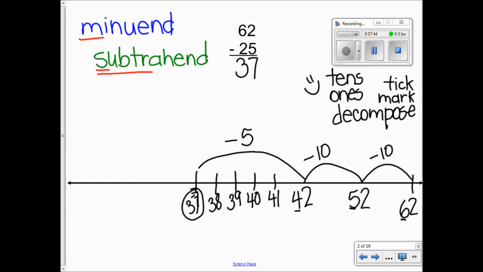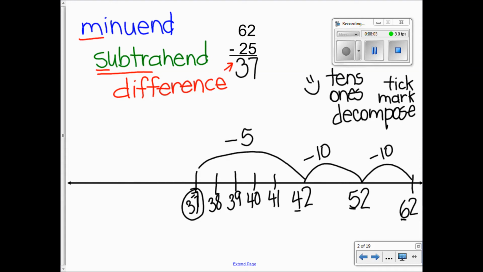Ready to rock? Ready to roll. Everybody tell me, what do we call it? Absolutely. We call it the difference. The answer when you subtract is called the difference. So I can say the difference between 62 and 25 is 37.